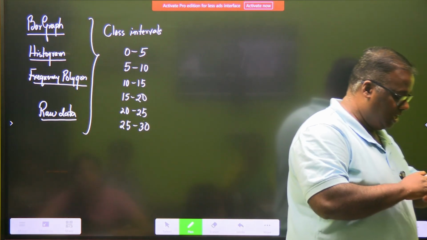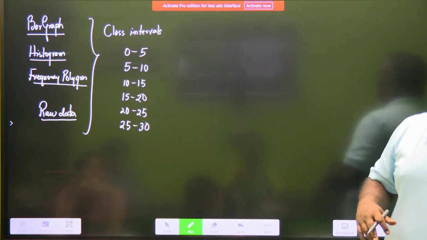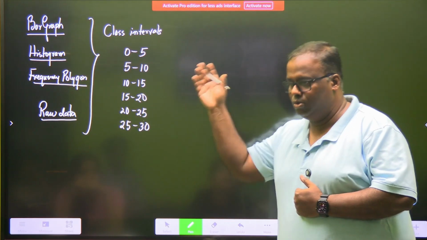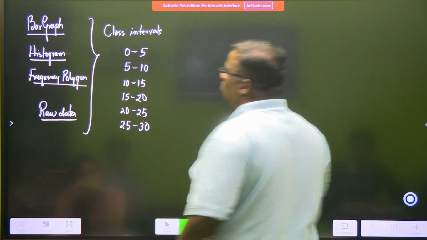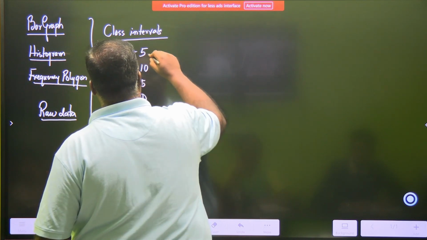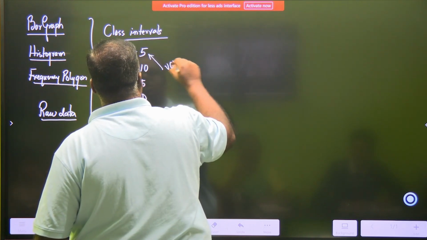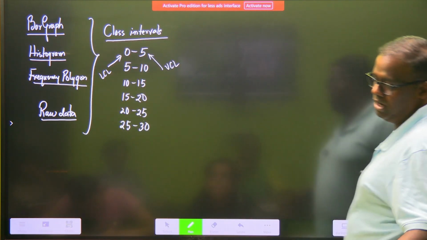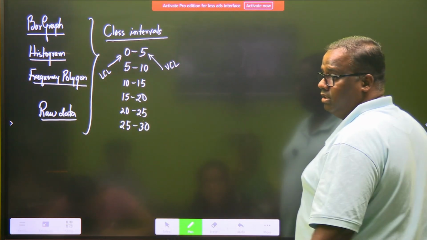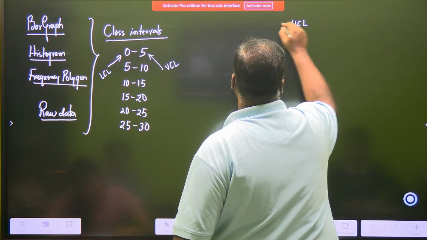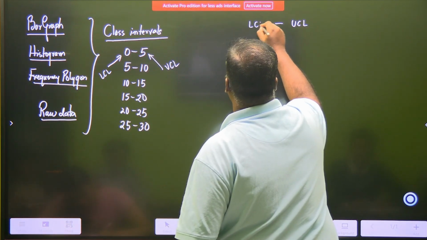Now the question comes: sir, a child scored 5 in that test. Where should we seat him, in the upper class or the lower one? 5 is in both. This is what we call a class interval. In a class interval, look at these two things. This one we call UCL, this one we call LCL: lower class limit, upper class limit. Get all this clear, then your grade 10 will be very easy. You have an upper class limit and you have a lower class limit.